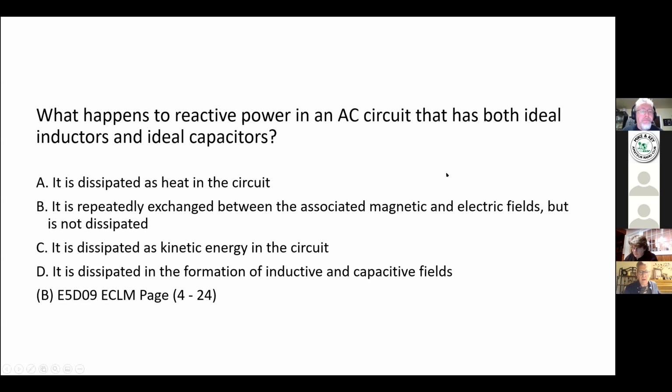Okay. That one was clear on the Castler video, the way he showed it. That was a good explanation. Yeah, and the key thing on this one is I'm picking up on it when it says ideal inductors and ideal capacitors.